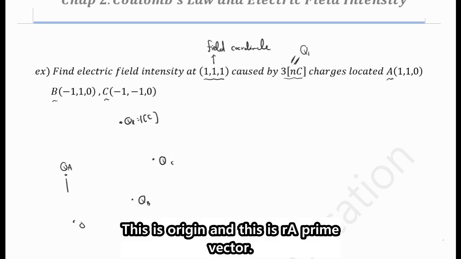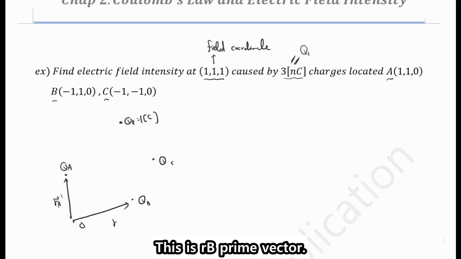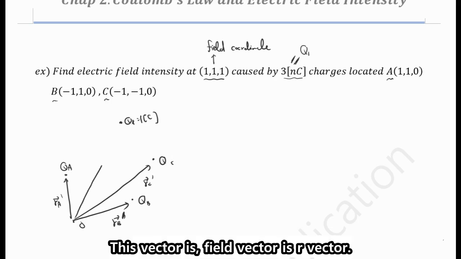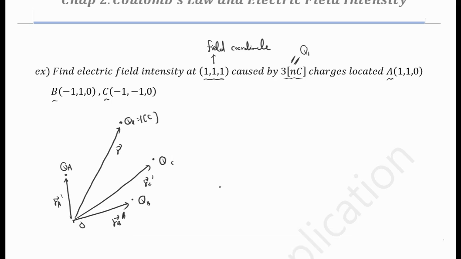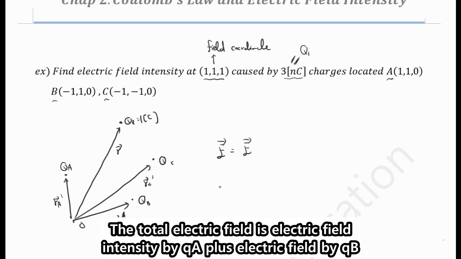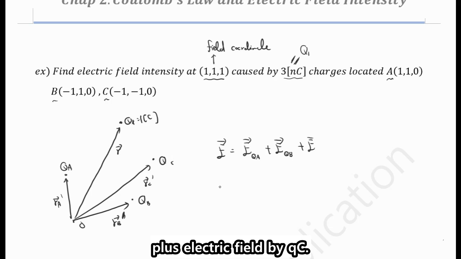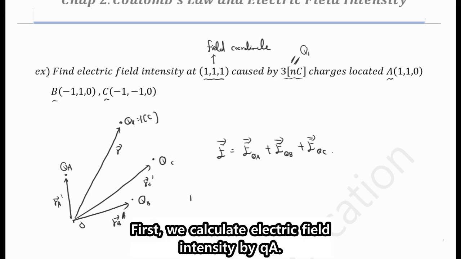This is the origin, and this is RA prime vector. This is RB prime vector. This is RC prime vector. The field vector is R vector. The total electric field is the electric field intensity by QA plus the electric field by QB plus the electric field by QC. So we can calculate this. First, we calculate the electric field intensity by QA.